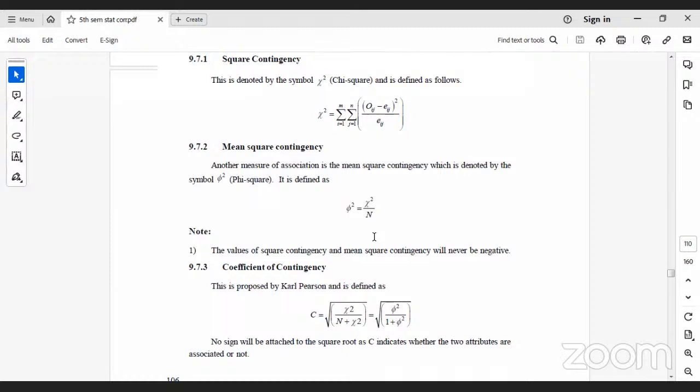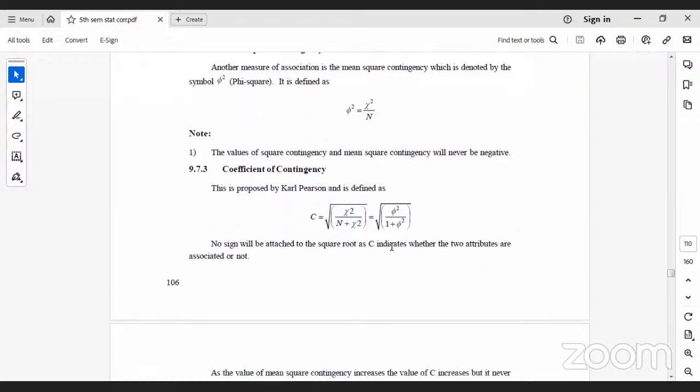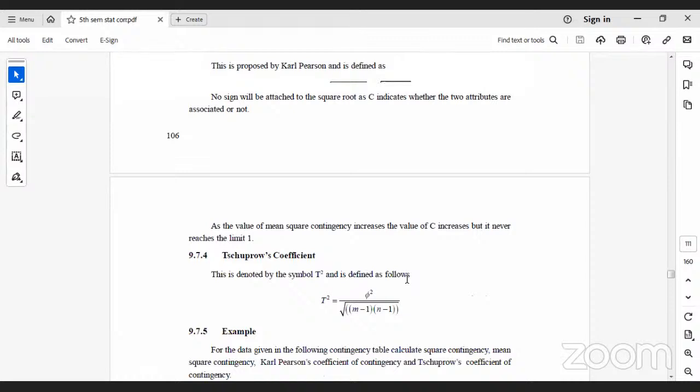Coefficient of contingency. This was proposed by Pearson and it is defined by C is equal to the square root of chi-square by N plus chi-square, that is, the square root of phi square by 1 plus phi square. No sign will be attached. The value of C indicates whether the two attributes are associated or not.